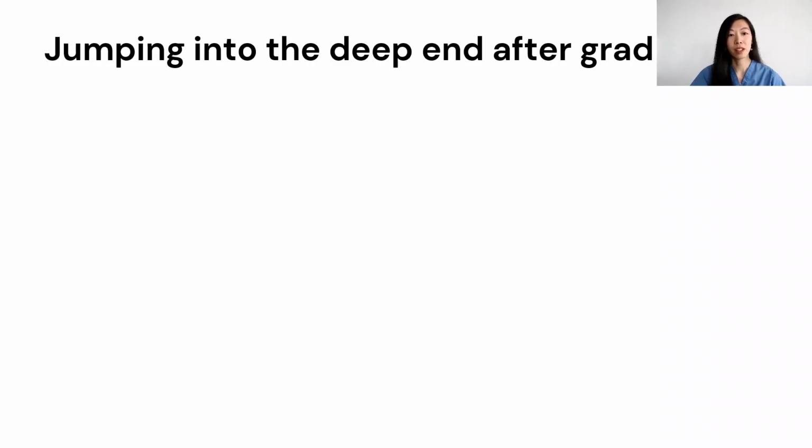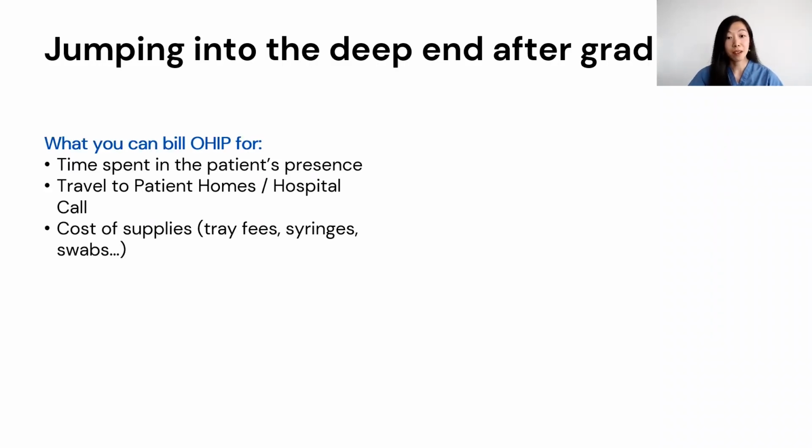And so one of the things I didn't know is what is covered by OHIP and what is not covered by OHIP billing. What you can bill OHIP for is any time spent in the patient's presence, for example, traveling to patients' homes, doing hospital call, as well as the cost of supplies, things like tray fees and syringes.